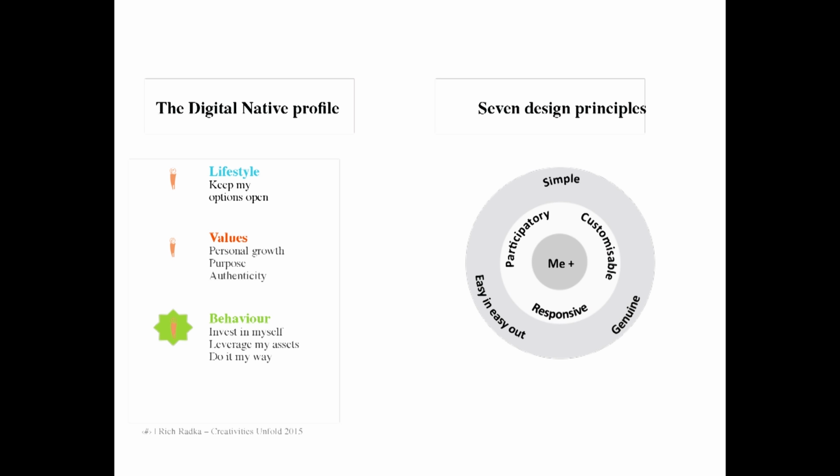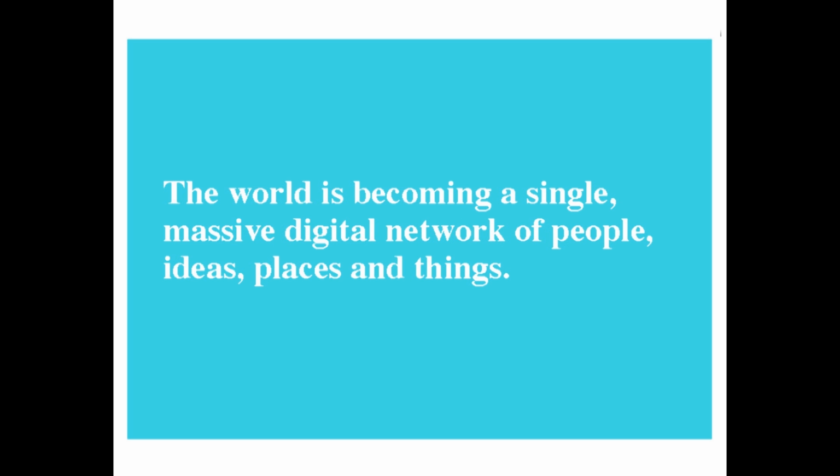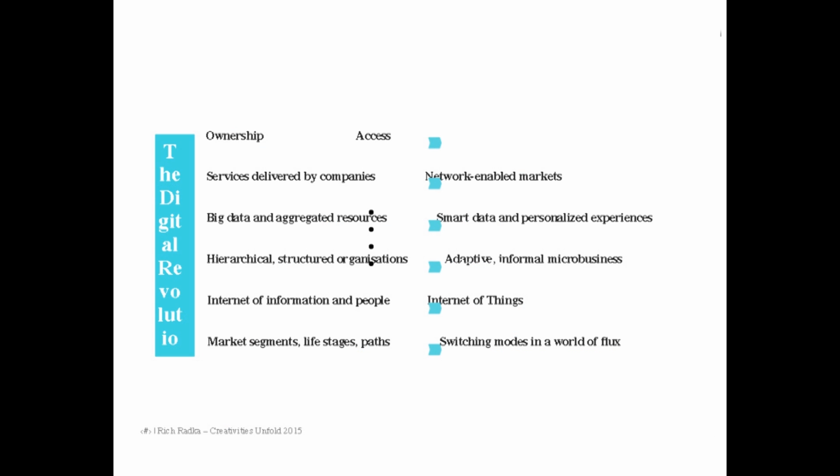So that's a way we can take specific design principles and make them tangible and specific to the problem and the people we're talking about. So, I have 20 seconds left. If you remember nothing else, the world is becoming a single, massive digital network of people, ideas, places, and things. This creates a very, very chaotic world we're trying to design for. I talked about these before. These are all manifestations of this digital revolution that we're living through, the early days of. There'll be many, many more of these, but come back to it.